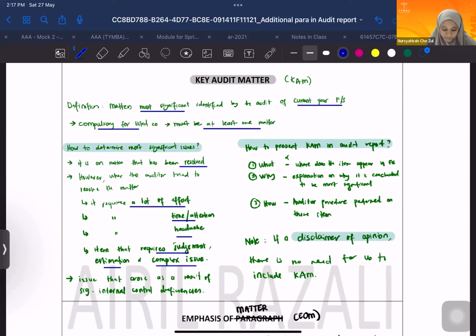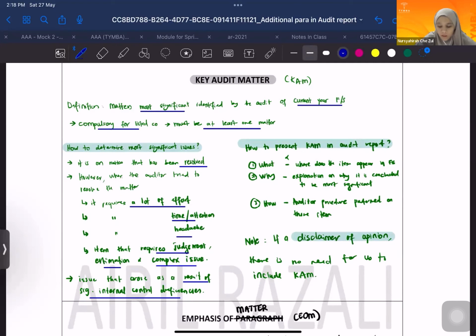Also, another guidance for the auditor is perhaps that the issue arose as a result of significant internal control deficiencies. So if any of the accounts meet all these criteria, then yes, you might want to include that in the KAM. Okay, so now, how do you want to present KAM in the report?